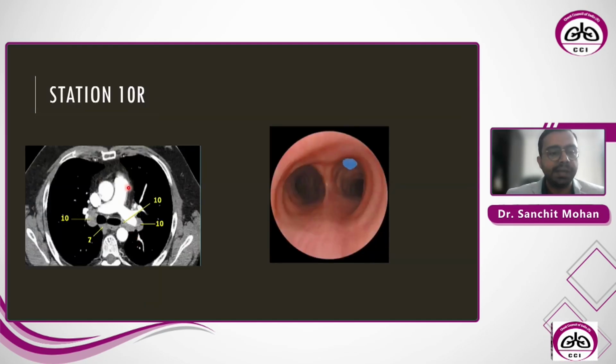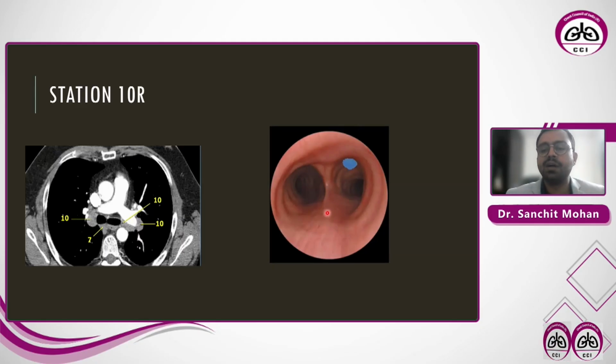Now going to station 10R. So this is the axial CT image of station 10R. This is at the level of carina, showing bulky 10R lymph node and 10L lymph node. This is the endoscopic view. How do you have to go ahead with the station 10R?